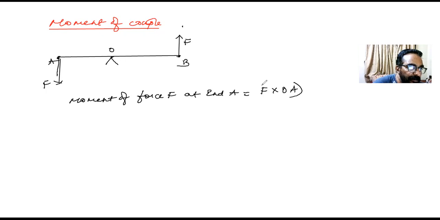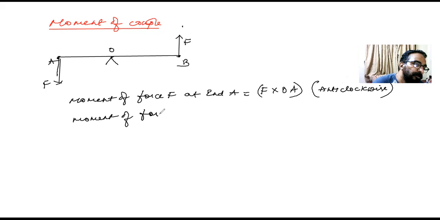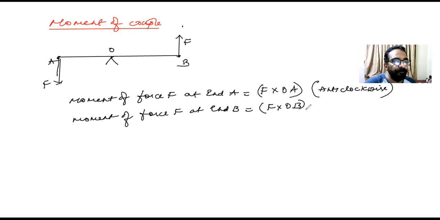And you can see here, this is anti-clockwise. Are you getting me here? Anti-clockwise moment of force is always positive. Likewise, the moment of force F at end B will be equal to F into the distance from the axis of rotation, OB. Again, this is anti-clockwise.